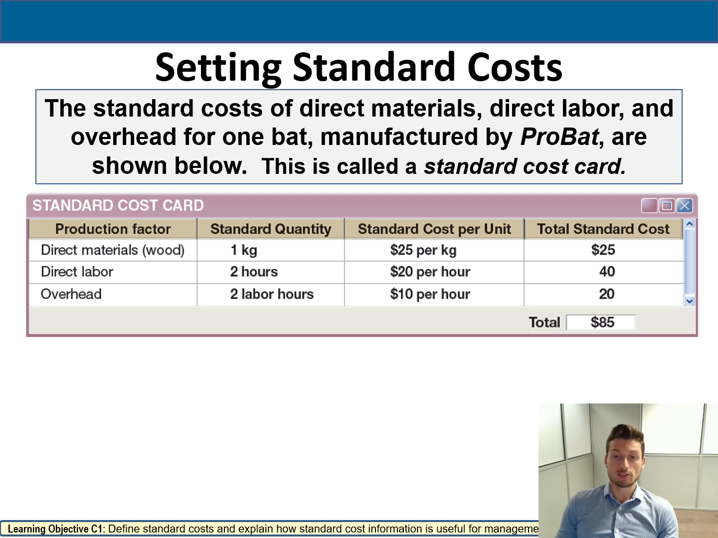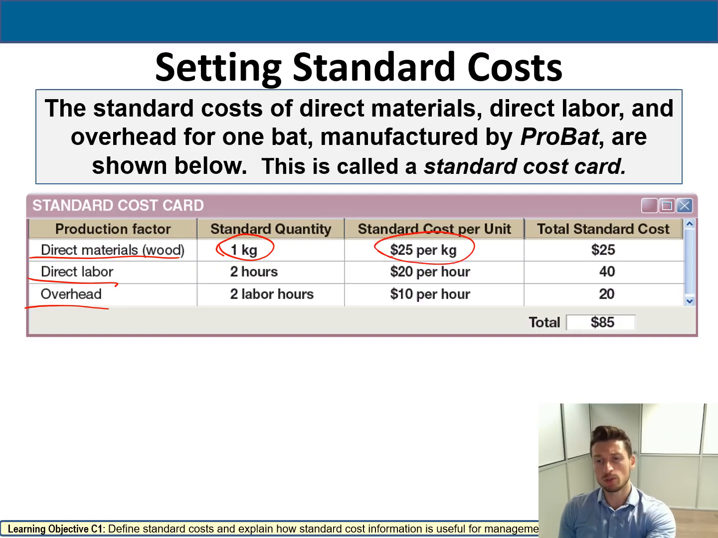Let's go and see some example. The standard costs are given here. So let's consider an example for a bed, which is manufacturing the bed, and you have standard costs for direct material, for direct labor, and overhead. So this company uses 1 kilogram of direct material, which costs $25 per kilogram. So your standard cost for 1 unit of bed is $25.